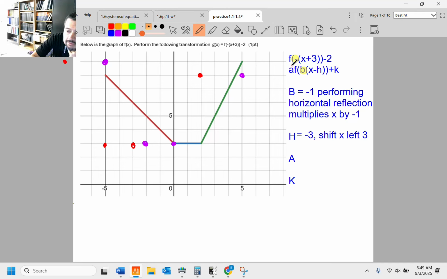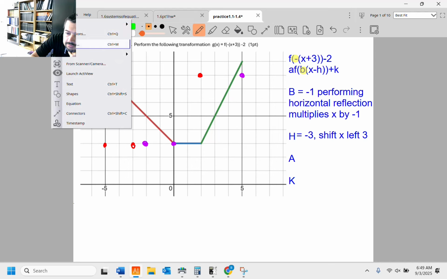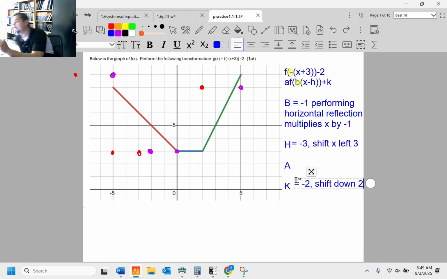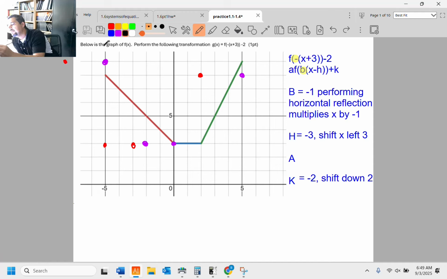Alright, last transformation that's actually present. There is no a value. Like it's f. Okay? There's no a. K is negative 2. Which means I shift down 2. Nope. Left the f out. Shift down 2. Maybe you caught that, maybe you didn't. Typos do happen. So down 2, down 2, down 2, down 2, down 2.